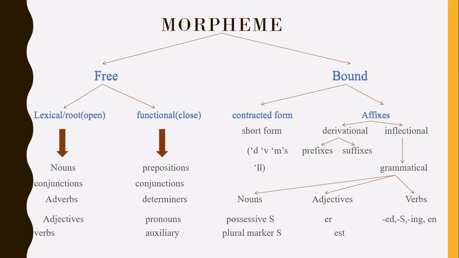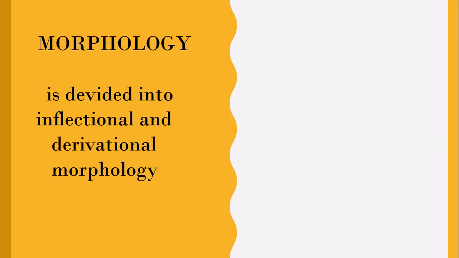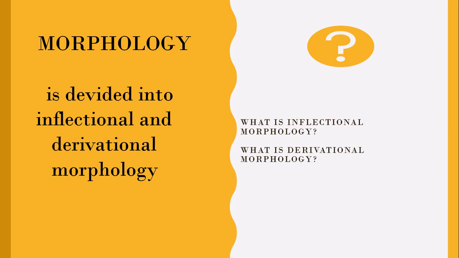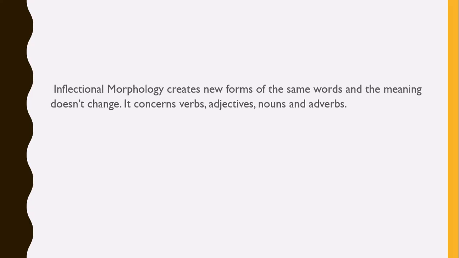So simply we are talking about inflectional affixes, and we have 8 inflectional affixes. So as I said, possessive s, plural marker s, er, est, and ed, s, ing, en. Now let's move to the types of morphology. So morphology is divided into inflectional and derivational morphology. So what is inflectional morphology and what is derivational morphology?